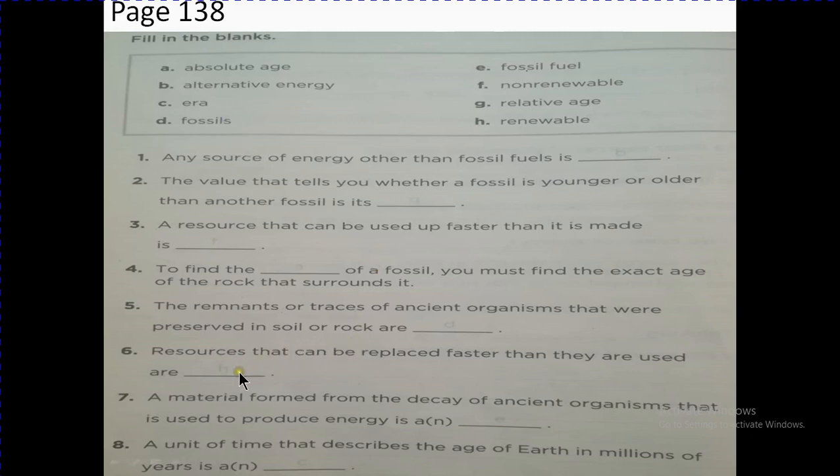Now number 6 is H, renewable. Then number 7 is E, fossil fuel. And the last statement's answer is option C, era. So kindly check your answers carefully and match them according to this.